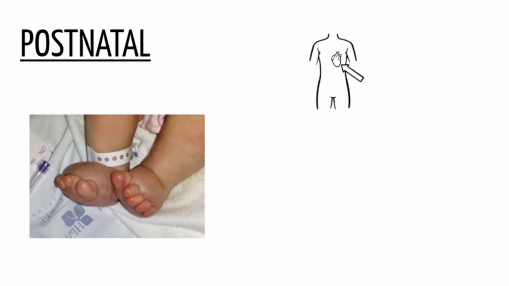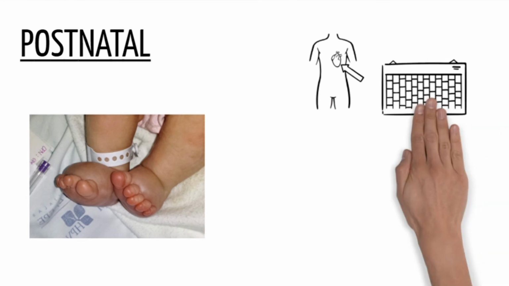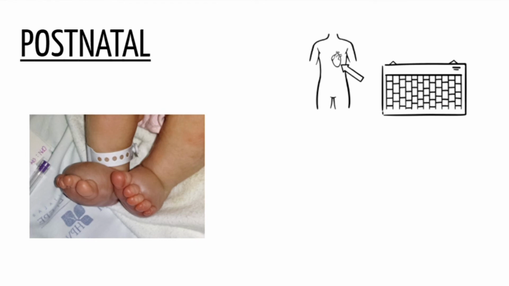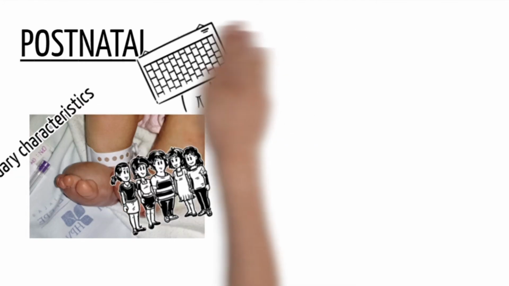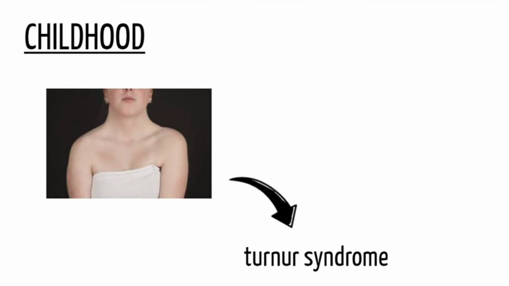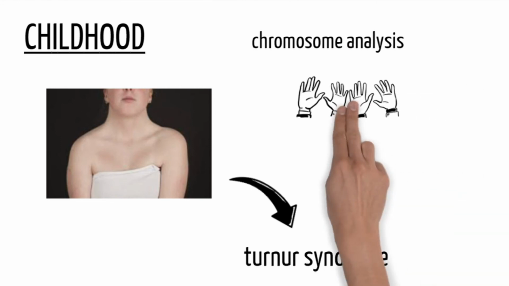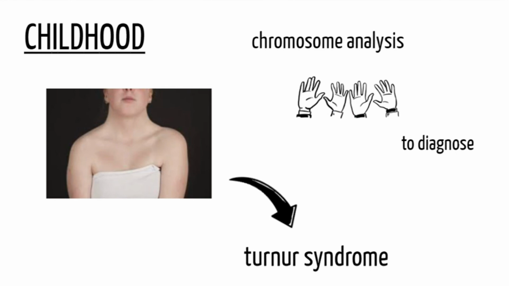Postnatal. Often, it is diagnosed at birth due to heart problems, an unusually wide neck or swelling of the hands and feet. However, it is also common for it to go undiagnosed for several years, often until the girl reaches the age of puberty and fails to develop typically. In childhood, a short stature can be indicative of Turner syndrome. A test called a karyotype, also known as a chromosome analysis, analyzes the chromosomal composition of the individual. This is the test of choice to diagnose Turner syndrome.